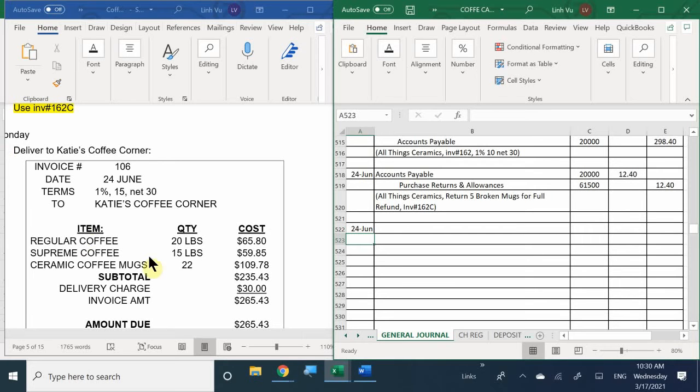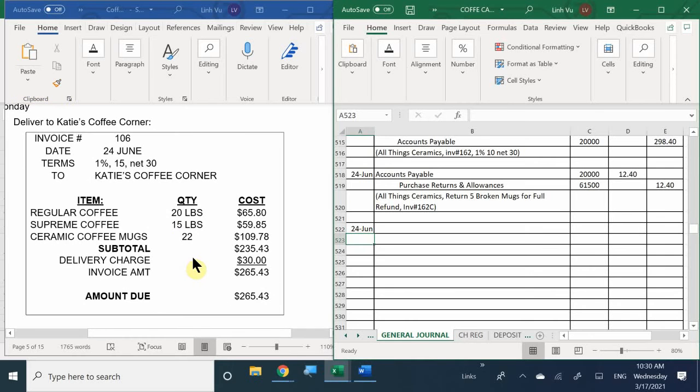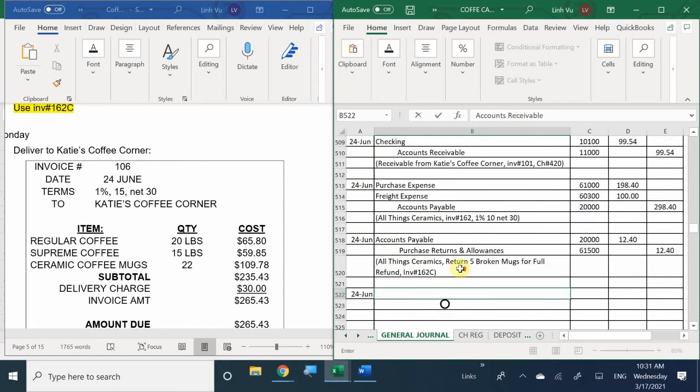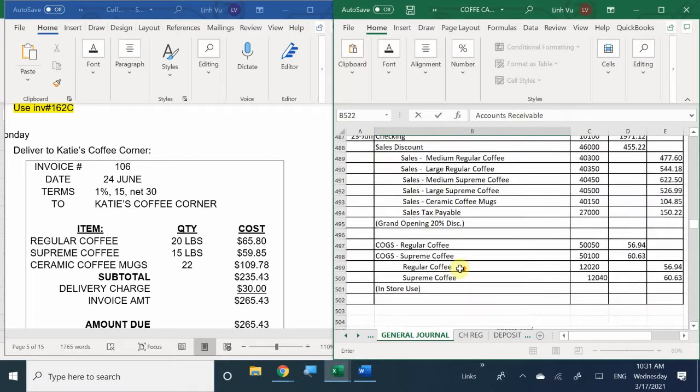Okay, so what did we do? How much of what, and how are we going to journalize this? Accounts receivable, good. And then sales for the regular coffee, Supreme Coffee, and the coffee mugs. Good. Accounts receivable. Okay.